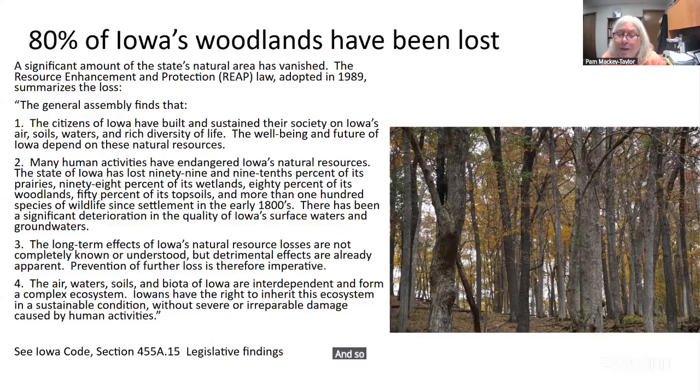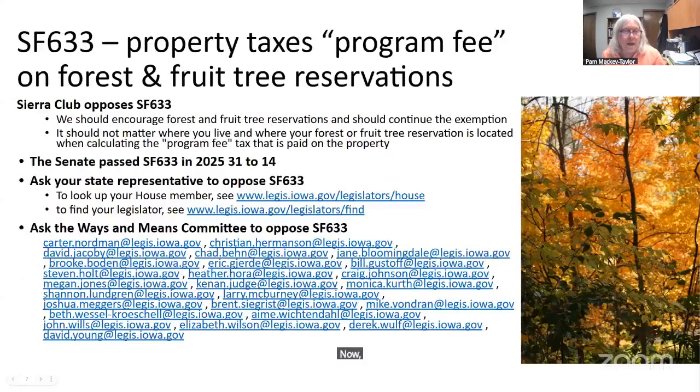And so it's important to keep what woodlands we have intact in the state. And that's where the exemption comes into play. Now, on the next screen, we'll talk about the bill and what we can do.